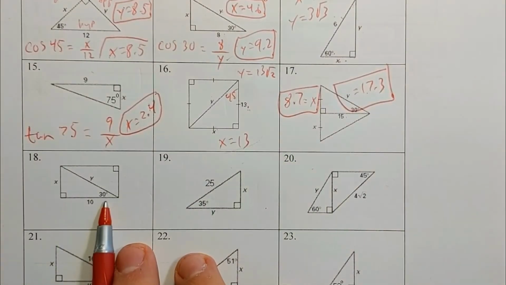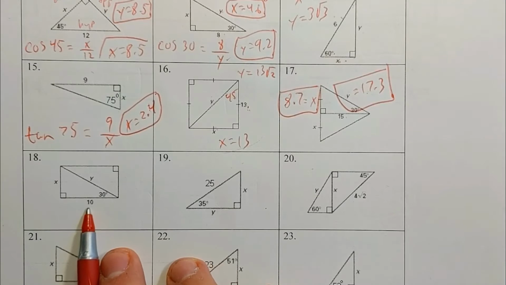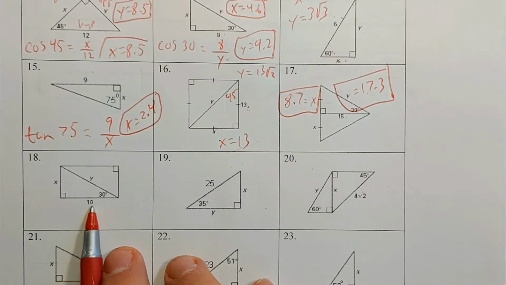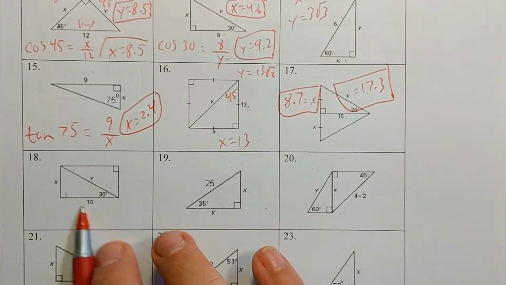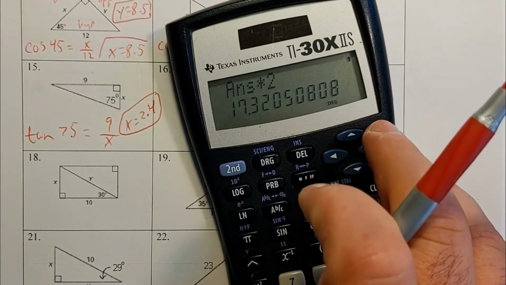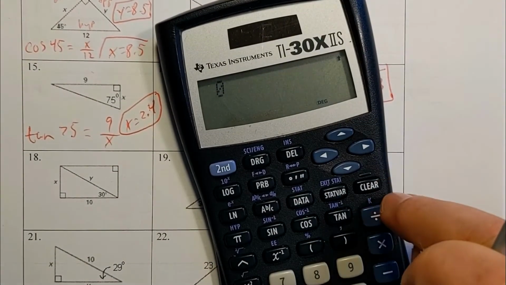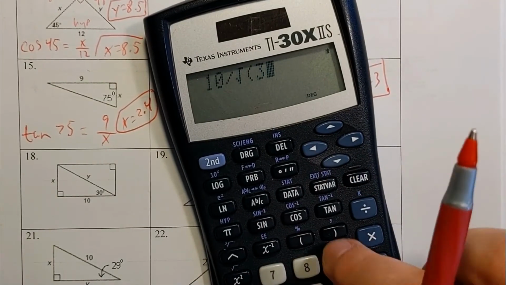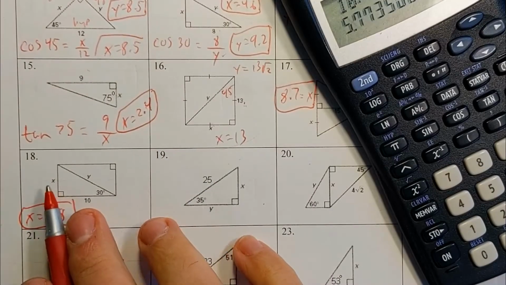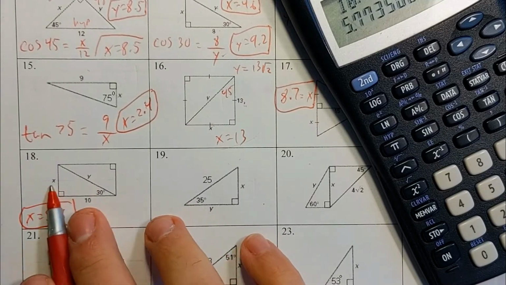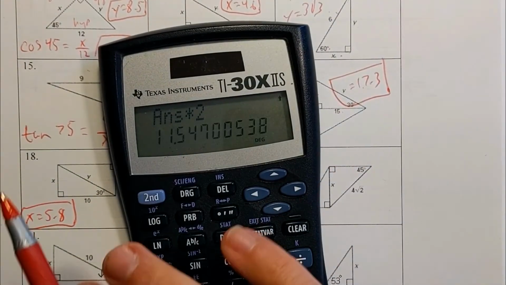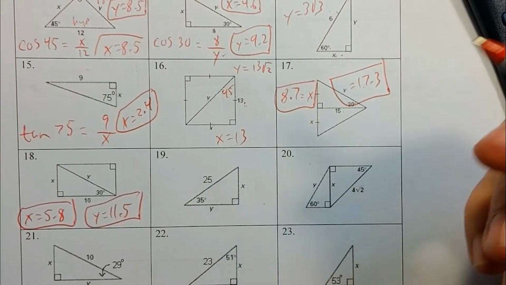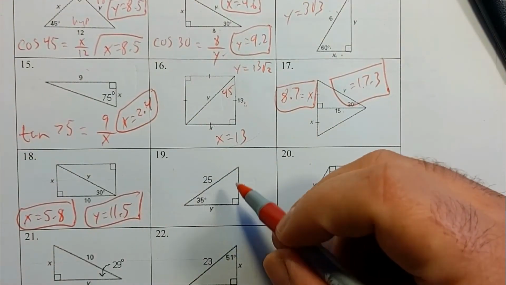Number 18, another 30, 60, 90 triangle. It's just a different leg over here. You could do the same process if you know the shortcut. From the long leg to the short leg, you divide by the square root of 3. So you're just going to go 10 divided by the square root of 3, and you get 5.8. And then from there, from the short leg to the hypotenuse is double, so you just go times 2, and that's 11.5.